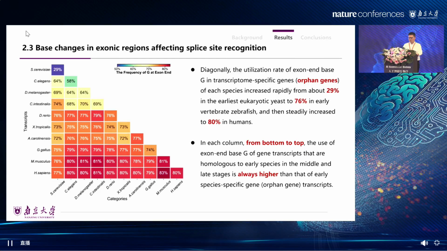Now, looking vertically up any column, you can see that for a set of homologous genes, the more evolutionarily advanced species always has a higher G usage than the lower ones. This strongly indicates that persistent directional evolutionary pressure favors the usage of the terminal G.